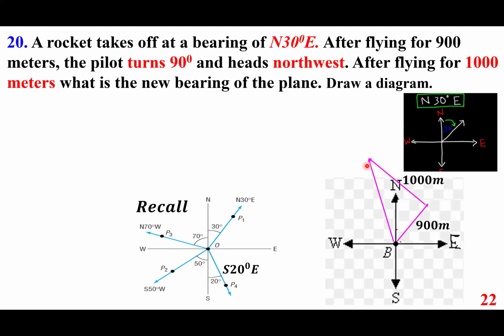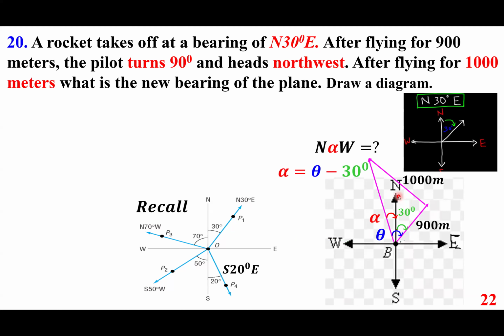So now we want to find the new bearing. First and foremost, we are interested in calculating this angle, we call it alpha. When we find it, it's going to be northwest, and in between is the angle alpha. So how do we find that? Notice this angle, we can find it. We're going to call it theta. And this angle is 30 degrees. So if we find theta, theta minus 30 will do the job for us.